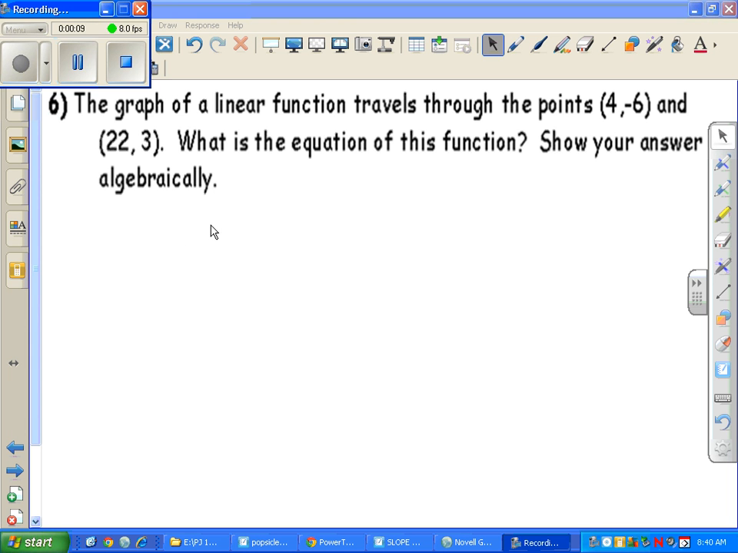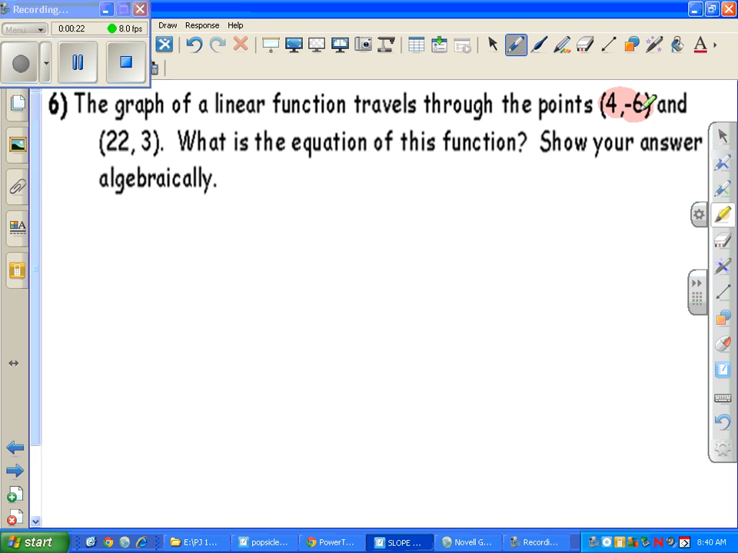This is homework problem number 6 from your worksheet. In this problem, we're given some information about a linear function and that its graph travels through the points (4, -6) and (22, 3). And they want to know what is the equation of this function. And they're asking us to show our answer algebraically.